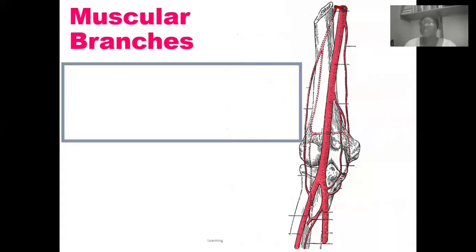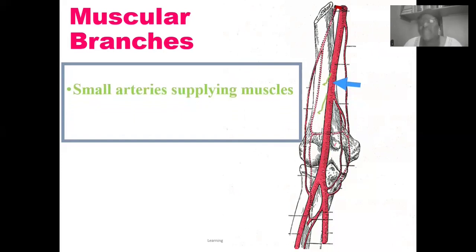So now let's go to the muscular branches. We have a number of muscular branches emerging from the brachial artery. This is where we have the brachial artery here, arrowed in blue, and you have a number of branches, highlighted here in gray, providing supply for muscles that are located in the anterior region of the arm. And these include the biceps brachii muscle, the brachialis, and also the coracobrachialis.